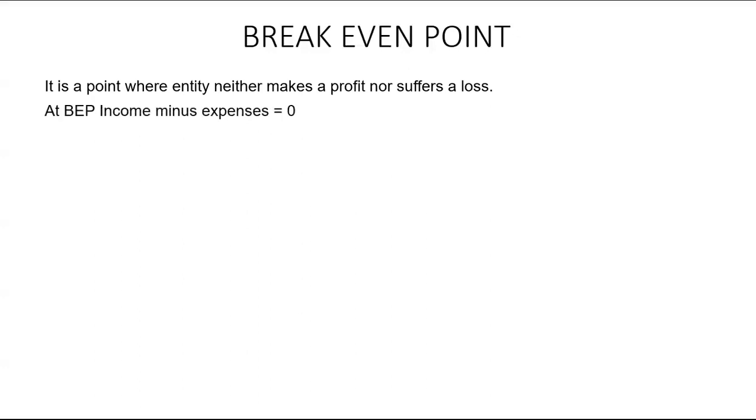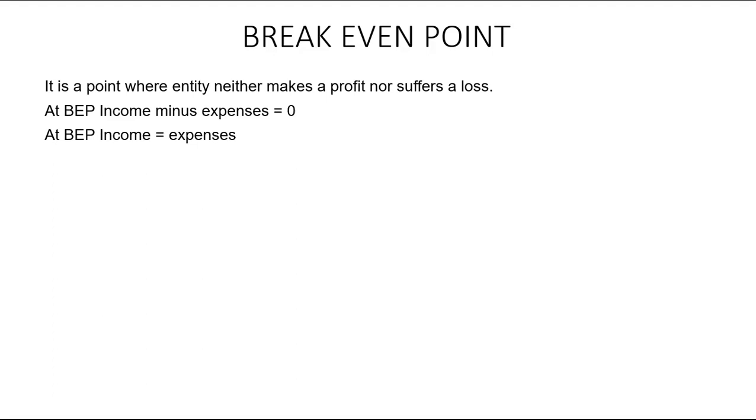A break-even point is a point where the entity neither makes a profit nor suffers a loss. So when they say you have broken even, they mean that your income is the same as your expenses. You didn't generate any profit and you did not suffer any losses. At break-even point, when you take your income and minus your expenses, you will get zero. Meaning that at break-even point, your income is equal to your expenses.